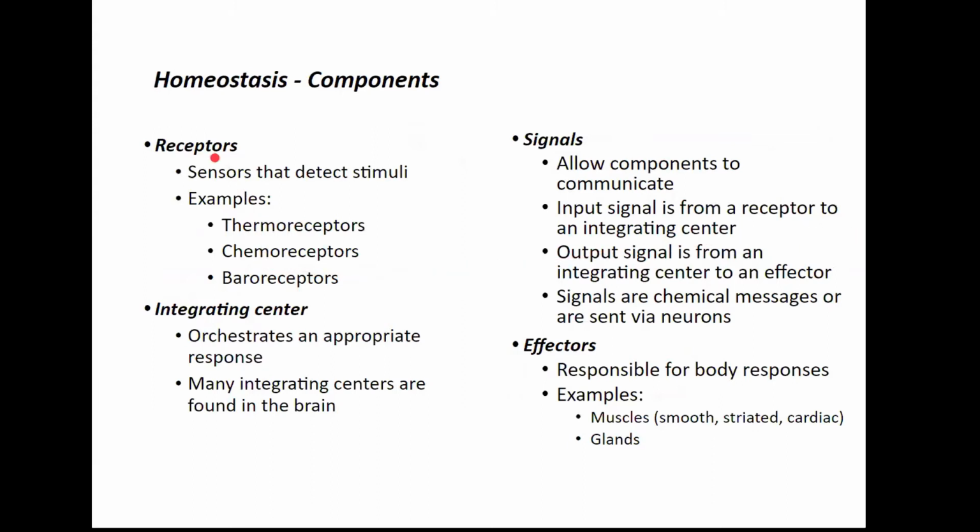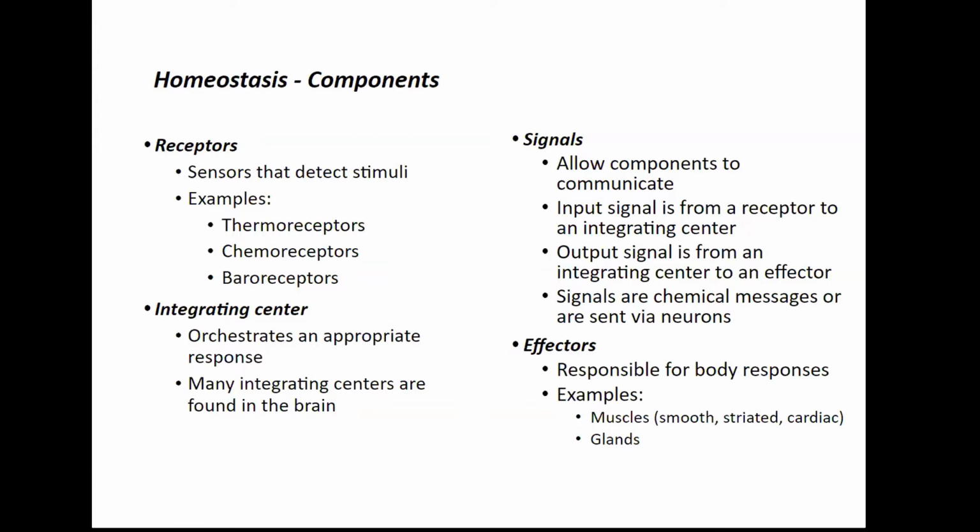So our receptors that are going to detect stimuli include thermoreceptors, sensing heat, chemoreceptors, sensing concentrations of specific chemicals in the body, baroreceptors, sensing pressure. We'll have different types of integrating centers. Most of them are in the brain. Some of them might be in your spinal column. These are where we're orchestrating the appropriate response.